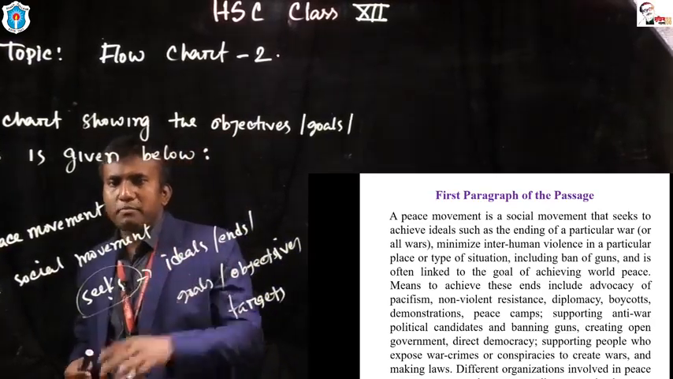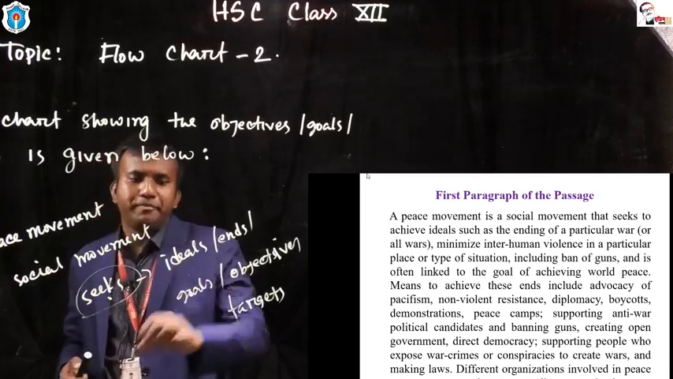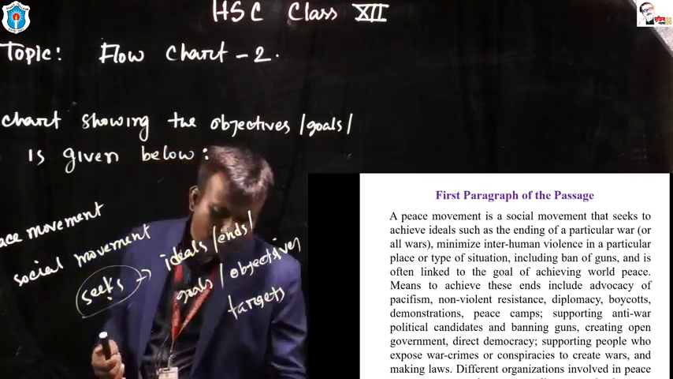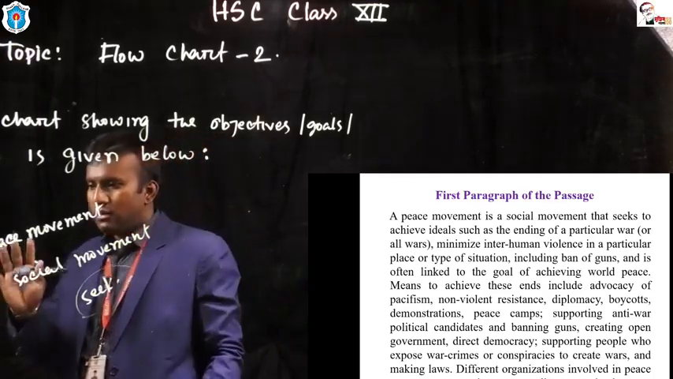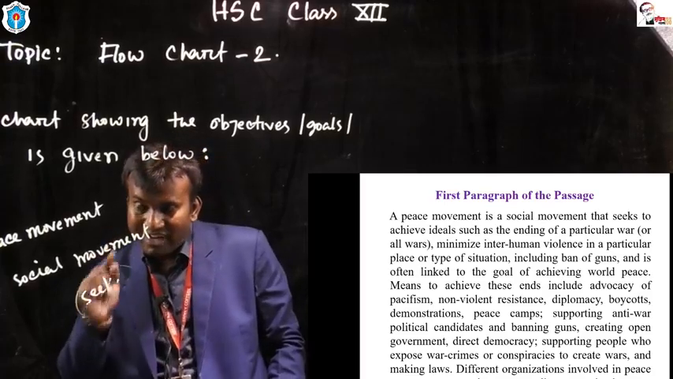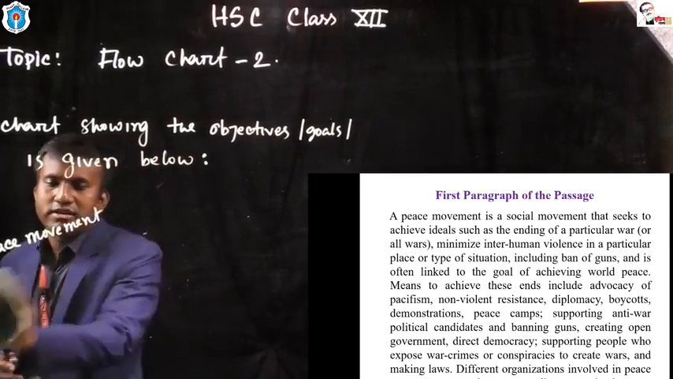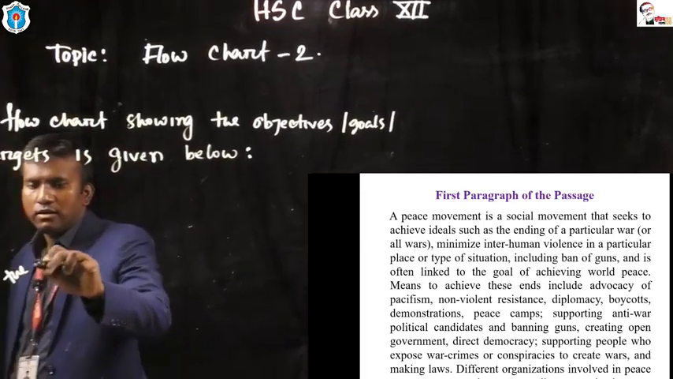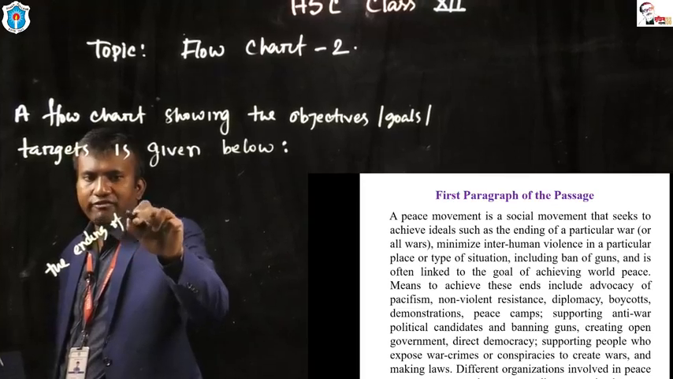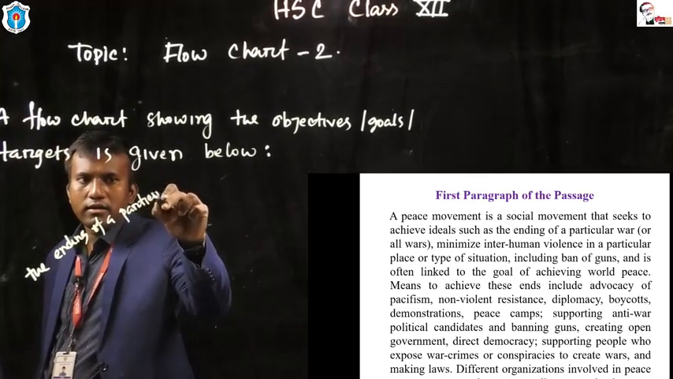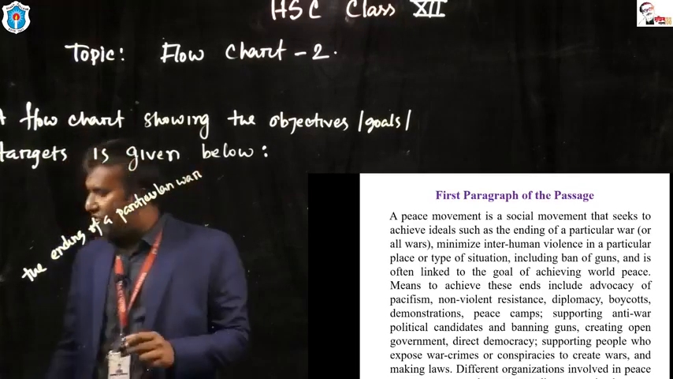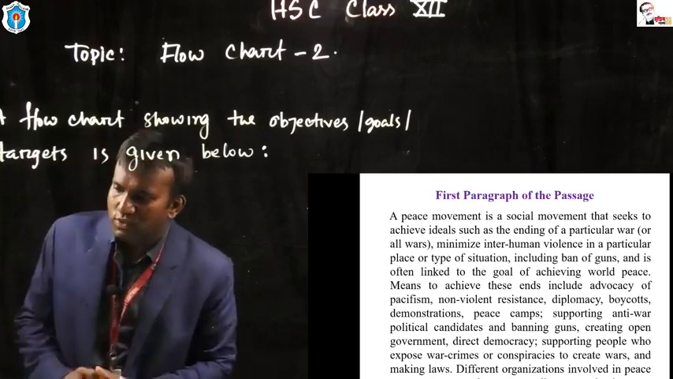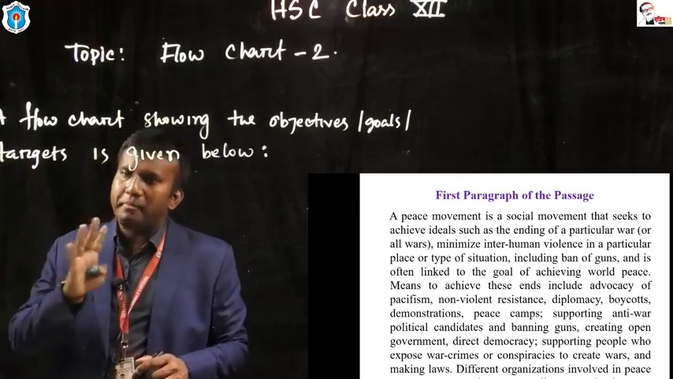By virtue of peace movement, we can achieve ideals or aims or goals or objectives or targets. And what are the targets? What are the ideals? What are the goals? Achieve some ideal, such as, so what is the first ideal? What is the first objective? What is the first target of peace movement? The end of a particular war. I think I should write it clearly so that you can understand. What is the first one? The first target of peace movement is to end a particular war or wars.